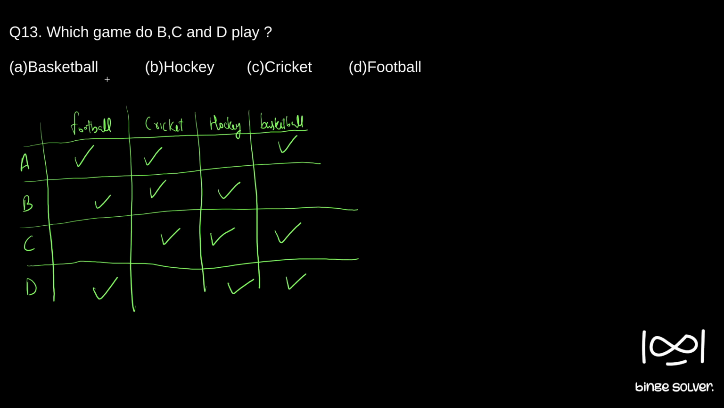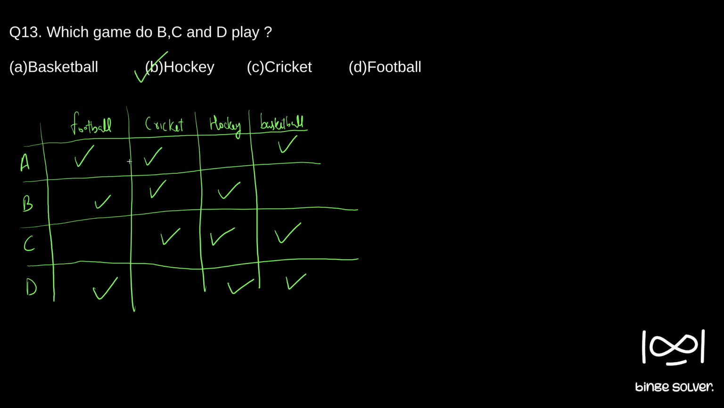Question 13. Which game do B, C and D play? We need to find the common game that B, C, D play. If you compare, hockey is the game which has a tick on B, C, D. So hockey is the correct answer.